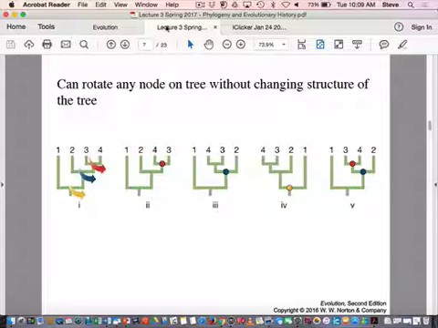It doesn't change anything. 3 and 4 share a more recent common ancestor. You just put one on the left and one on the right. It's meaningless. It has no effect on the structure of the tree.